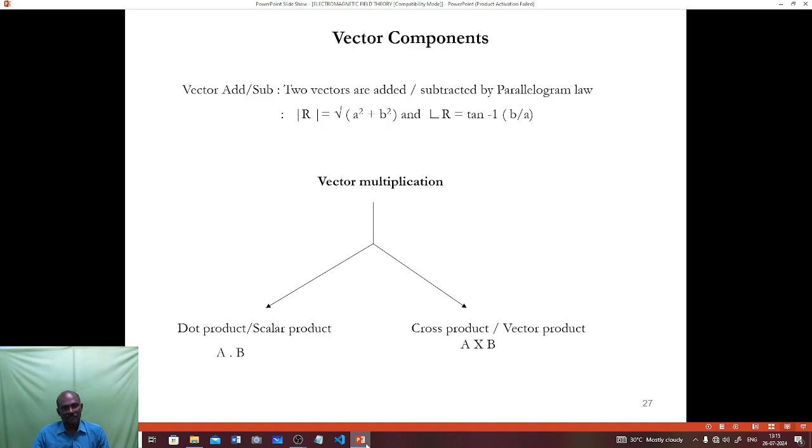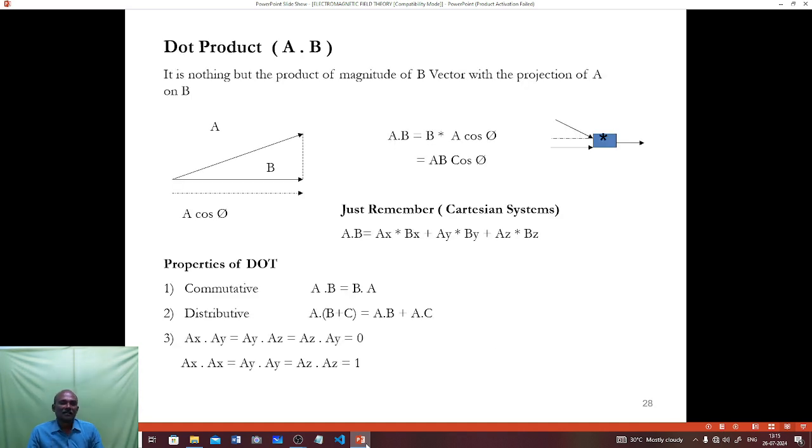Next, vector components, the magnitudes of vector components, and the angle between two vectors. Considering A and B as two vectors, we can find the angle between them using tan inverse of B by A. Then there is the dot product of two vectors, A dot B, and the cross product, A cross B. One is the scalar product, the other is the vector product.